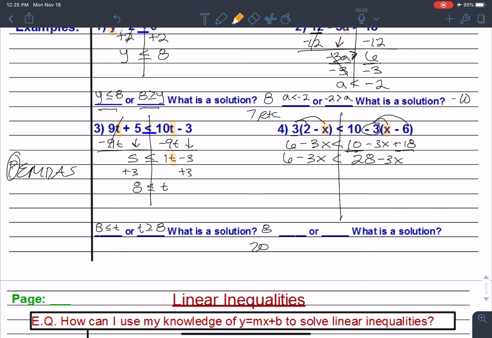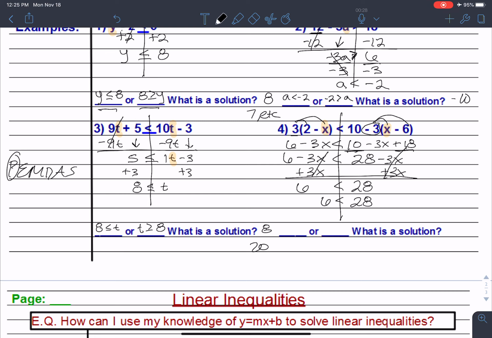Okay, so now I have to get my x's to be together, just like I did on example 3. So I'm just going to pick one of the x's. I'm going to take the x that's on the left. Since it's negative, I'll add the 3x to both sides. So I bring down my 6, negative 3x plus x is 0, so they're gone. Bring down my symbol, and then bring down the 28. Negative 3x plus x is 0, so those are gone. So my inequality says 6 is less than 28.